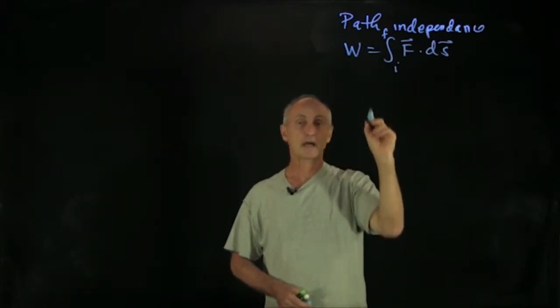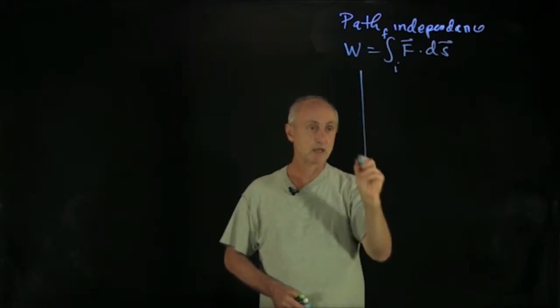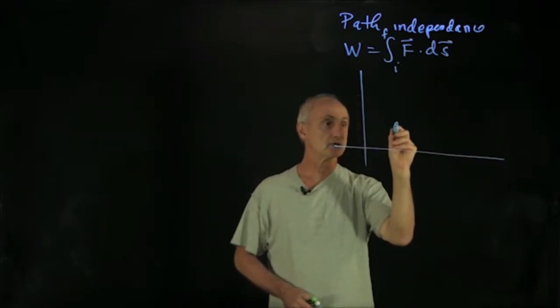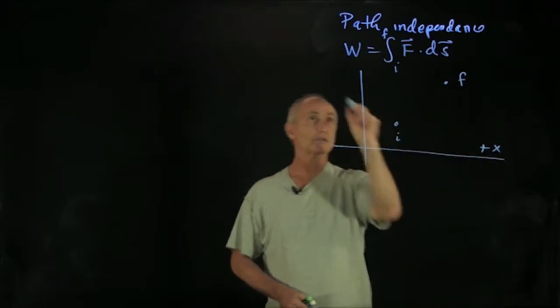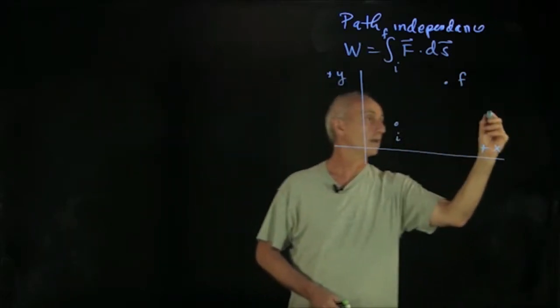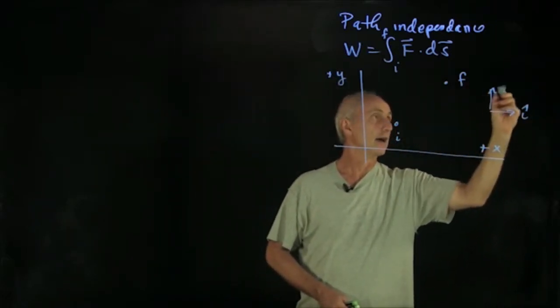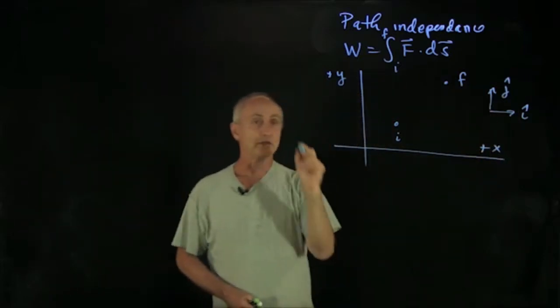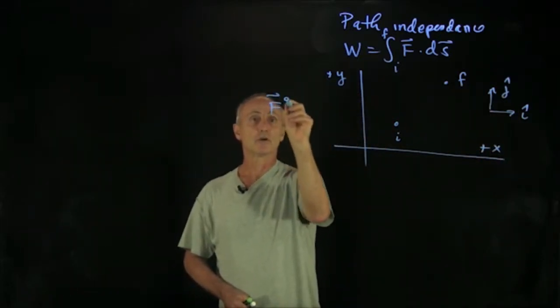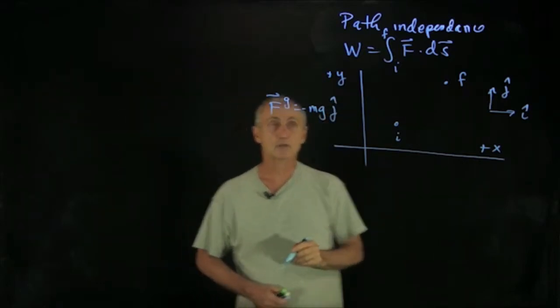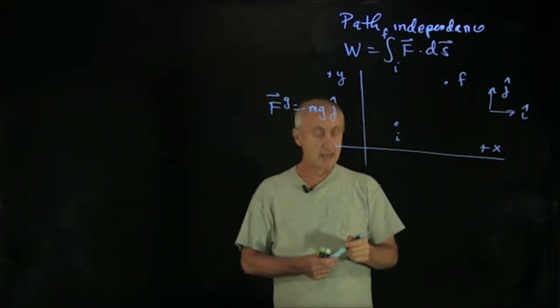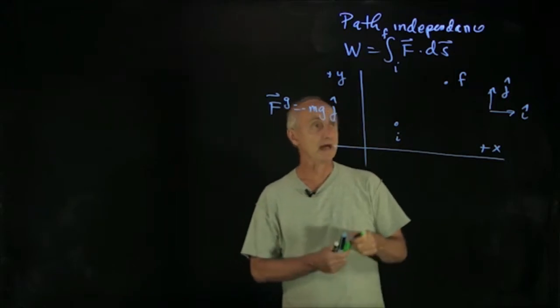The force that we're going to look at is the gravitational force. Let's draw a coordinate system. Let's take an initial point and a final point, and let's choose plus x and plus y, and our unit vectors i hat and j hat. In this example, we're going to consider the gravitational force near the surface of the Earth, which is constant, pointing downwards. And what I'd like to do is consider two paths.